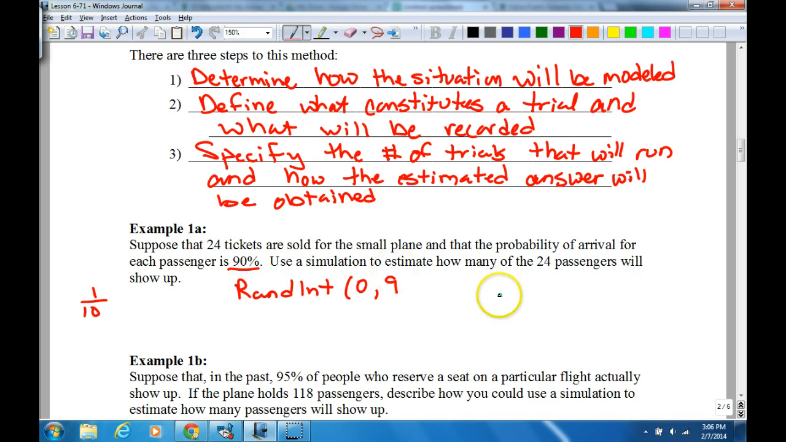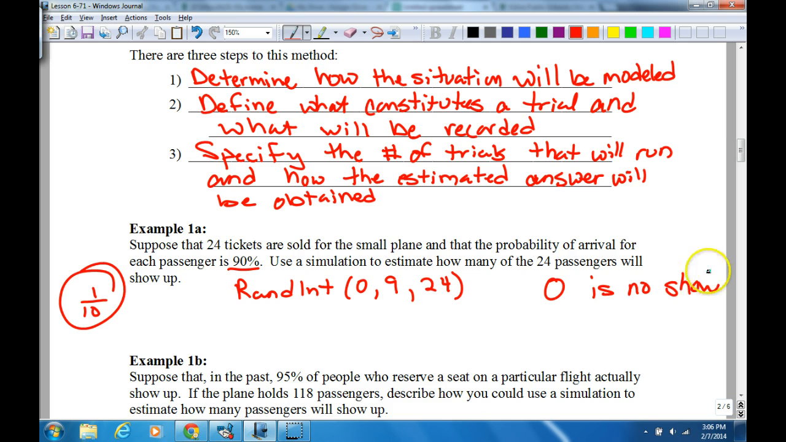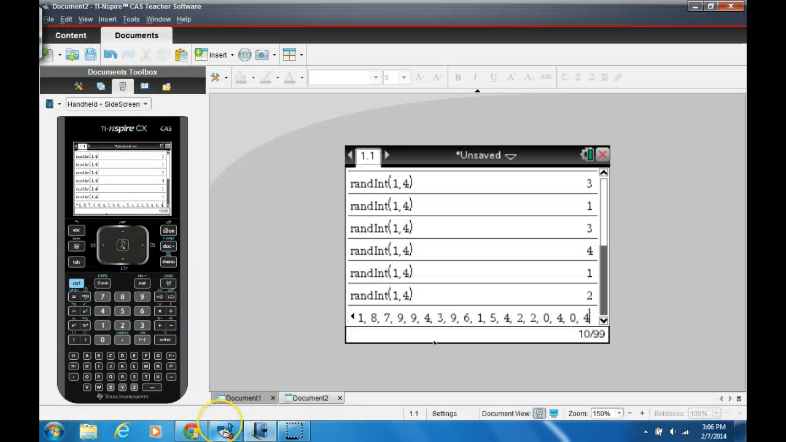And we can put in, we want it to figure it out 24 times, because there's 24 passengers, right? 0 to 9 is 10 digits, right? Okay, so that's why I'm doing 10 digits, because 1 out of 10 are not going to be there. So what I'm going to do is do this on my calculator and look at the string of 24 that comes out. And I'm going to see which passengers don't show. And I'm going to say 0 is my no-show. Okay? So, here, let's do this. I'm going to type in randInt.